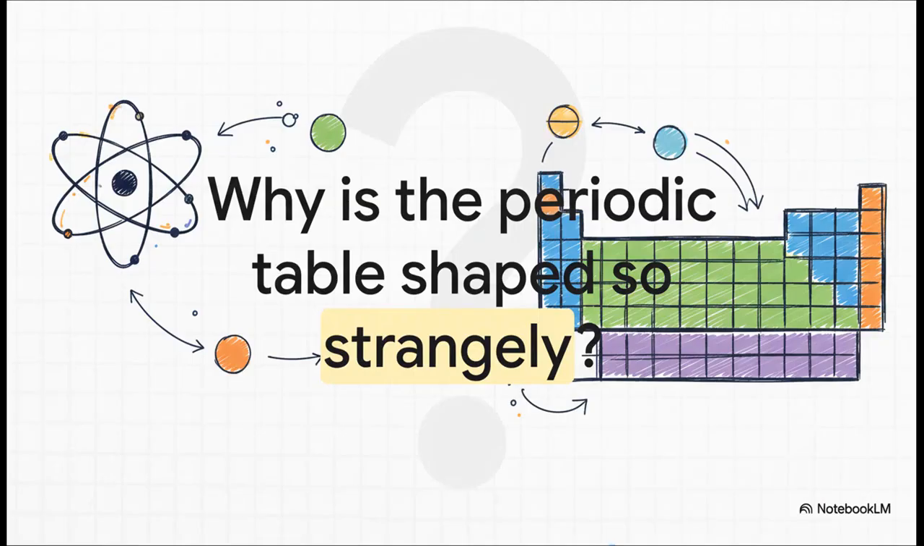Okay, so let's just ask the question right out of the gate. What is the deal with this shape? I can promise you it is not random. The answer isn't really about the elements themselves. Nope, the secret is hidden deep inside their atoms. It's all about where the electrons live. And trust me, it's a way stranger and cooler story than you might think.